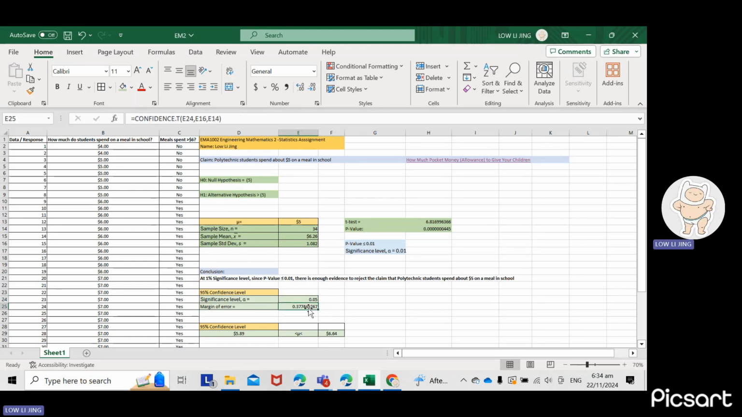And for the margin of error, I use the CONFIDENCE.T formula with the significance level value, sample mean, and sample standard deviation value, giving me the answer of this. Let's say I use sample mean minus margin of error. And for the other value, the maximum value, I use sample mean plus margin of error, setting both values as $5.89 and $6.64.